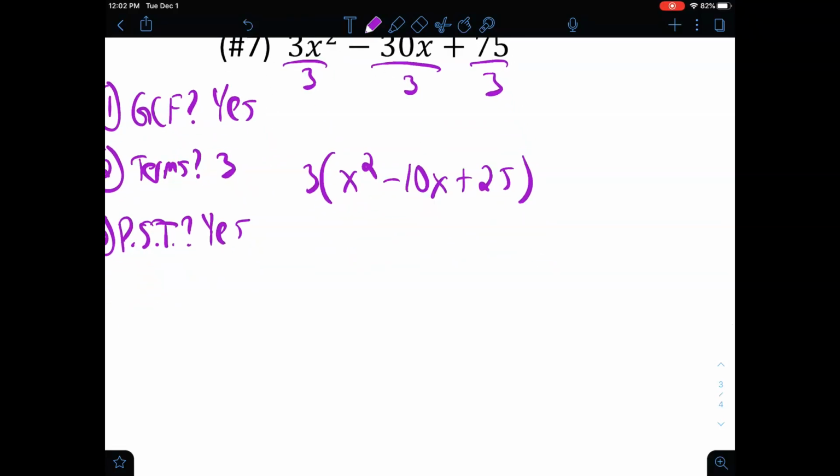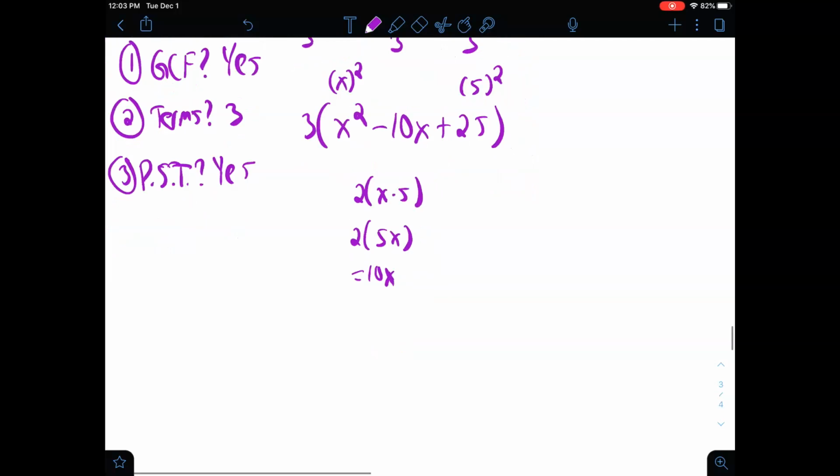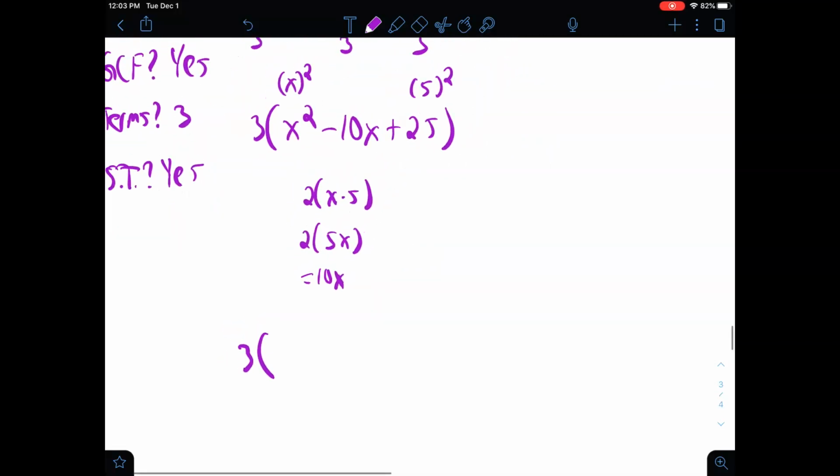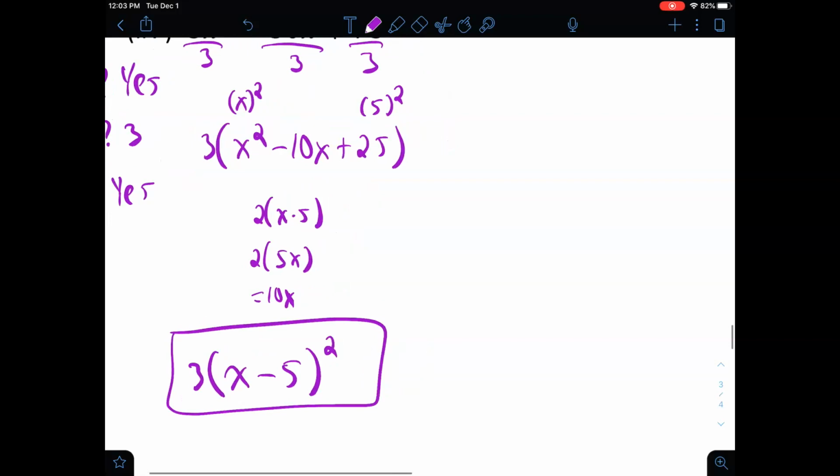Step 3, PST. That's also a yes, because we have x squared, the square root of x squared is x, the square root of 25 is 5, and we have 2 times x times 5. Double the square roots multiplied together is 2 times 5x, which equals 10x. So now we can do a shortcut. We can do 3 times, and the shortcut for this kind of thing is going to be x minus 5 all squared.